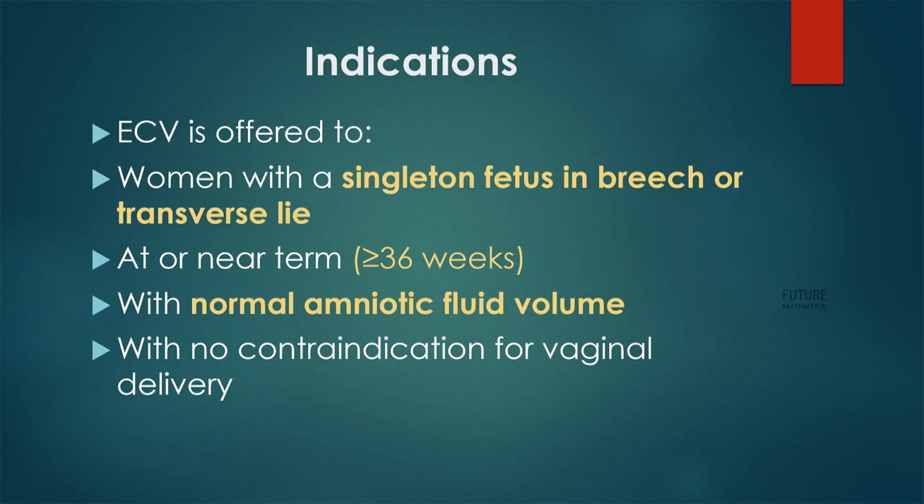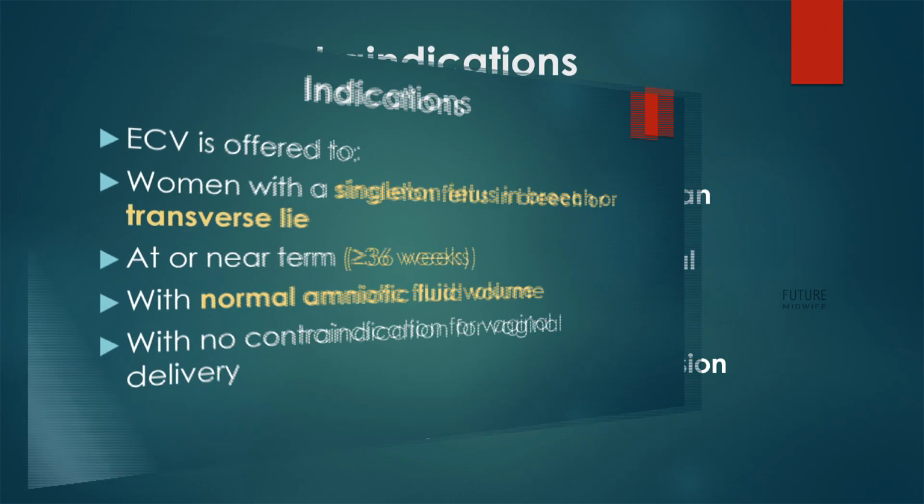Now I will explain the indications of external cephalic version. The first one is a woman with a singleton fetus in breech or transverse lie. It should be performed at or near term, that is after 36 weeks. It will be performed with a normal amniotic fluid volume. Also, it can be performed with no contraindication for vaginal delivery. So these are the indications of external cephalic version.